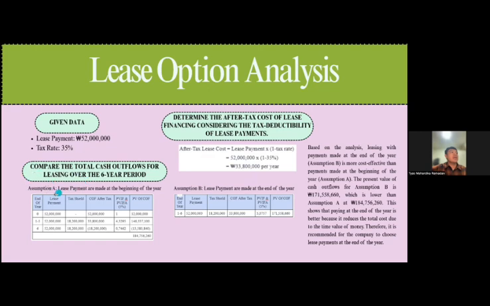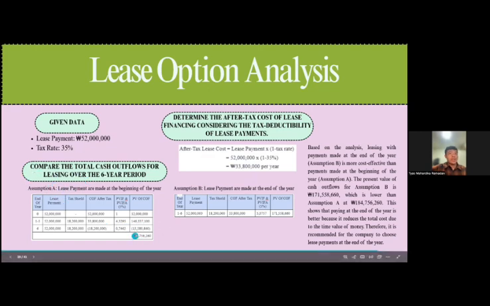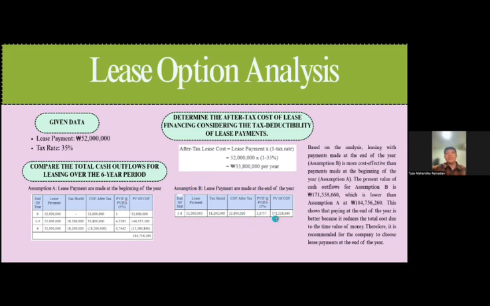And after that, we compare the total cash outflow for leasing over the 6-year period. In assumption A, the total is 184 million. In assumption B, the total is 171 million. So based on the analysis, leasing with payment made at the end of the year, assumption B, is more cost effective than payment made at the beginning of the year, assumption A.